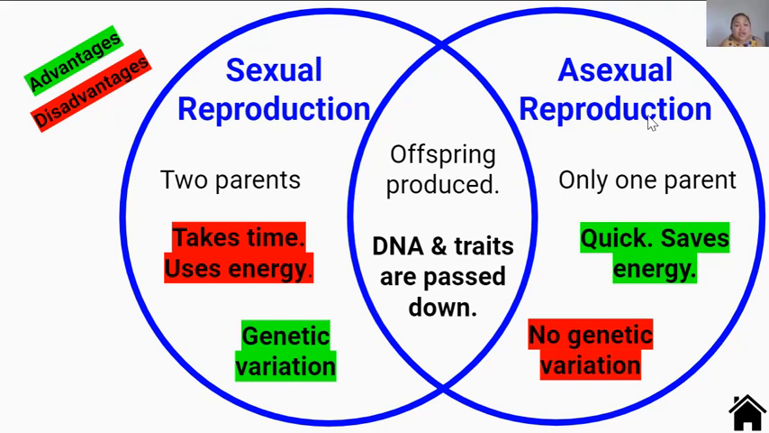It doesn't need to look attractive. It doesn't have to have one of those fancy dances to attract a mate. But one major disadvantage of asexual reproduction is that all of its offspring are clones of itself. There is no genetic variation. That leaves the species quite vulnerable to the environment and any of the changes that could happen in their habitat.